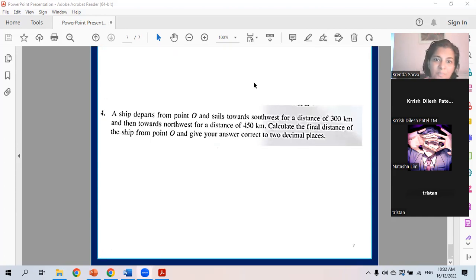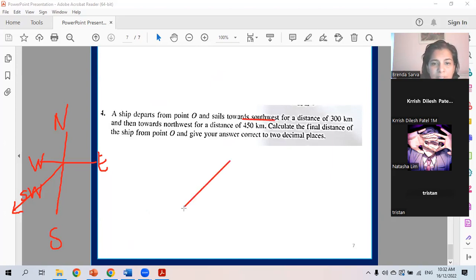Shipping story. A ship departs from point O. So, put your O here. And sails towards southwest. Oh gosh, now you know where is north, south, east, and west. So southwest is here. Okay, this is southwest. Not so easy now. So now we want to draw a line that goes southwest. So like that. For a distance of 300 kilometers. So put 300 kilometers.